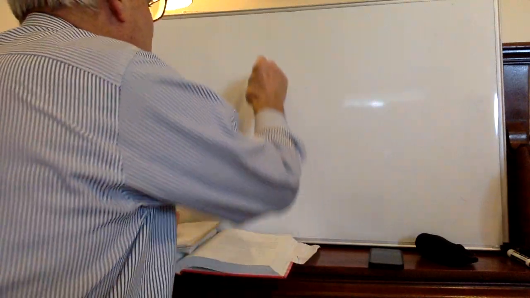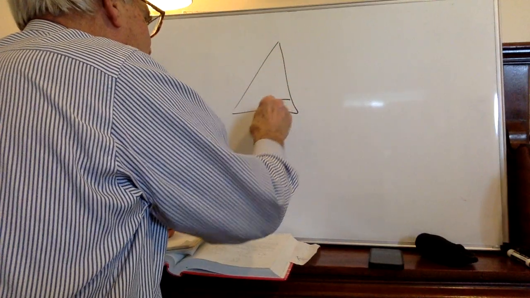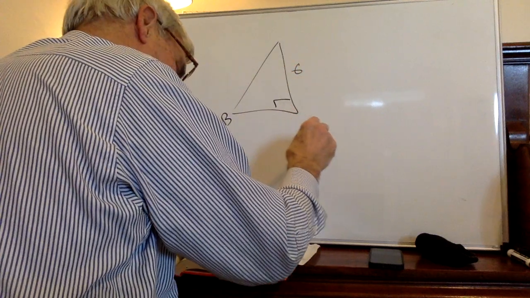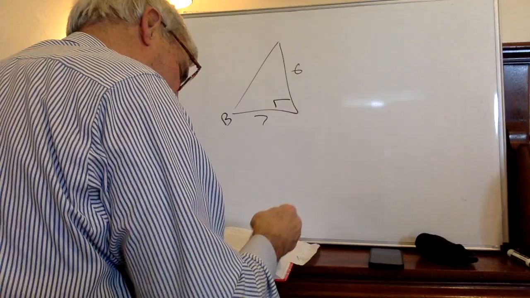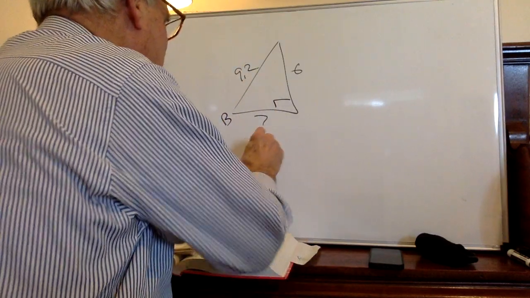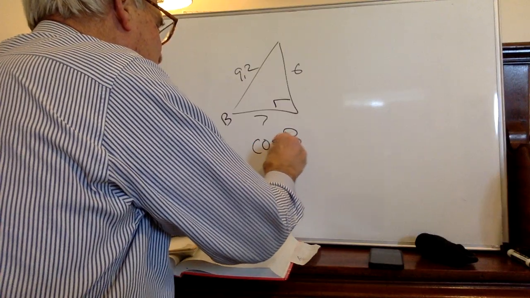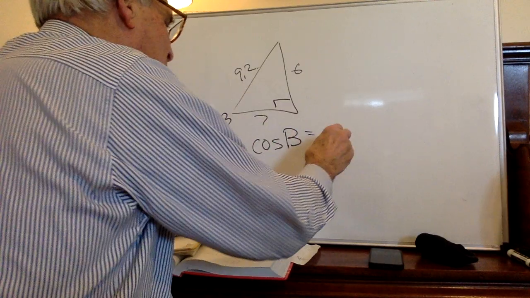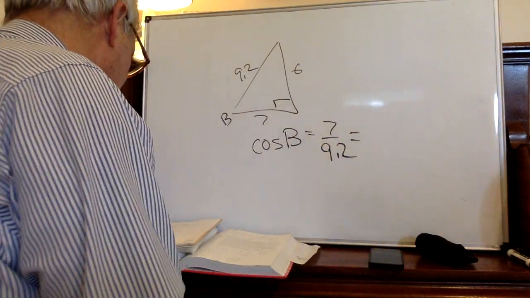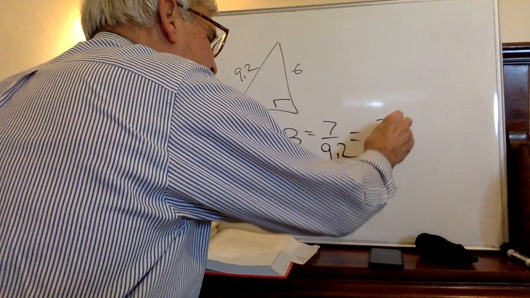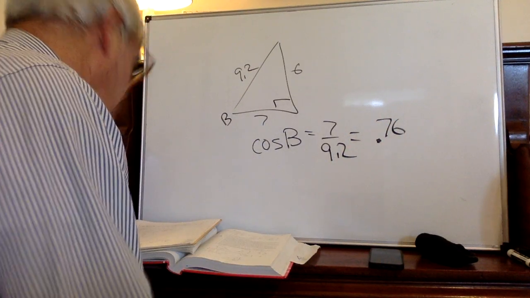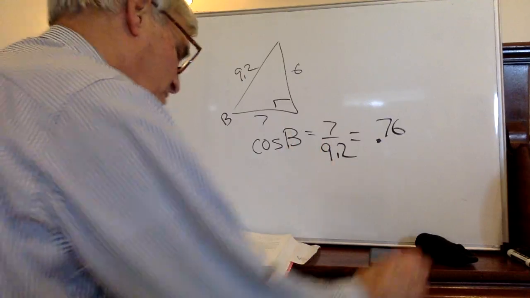Part B, they gave you the following triangle. Right angle, here's angle B. They said this was 6, this was 7, and this was 9.2. And they said for B, find the cosine of B. The cosine of B is adjacent over hypotenuse, 7 over 9.2. And they said round that to 2 decimal places, that's approximately 0.76. Again, that's all they wanted. They didn't want the actual angle. They wanted the cosine of the angle.